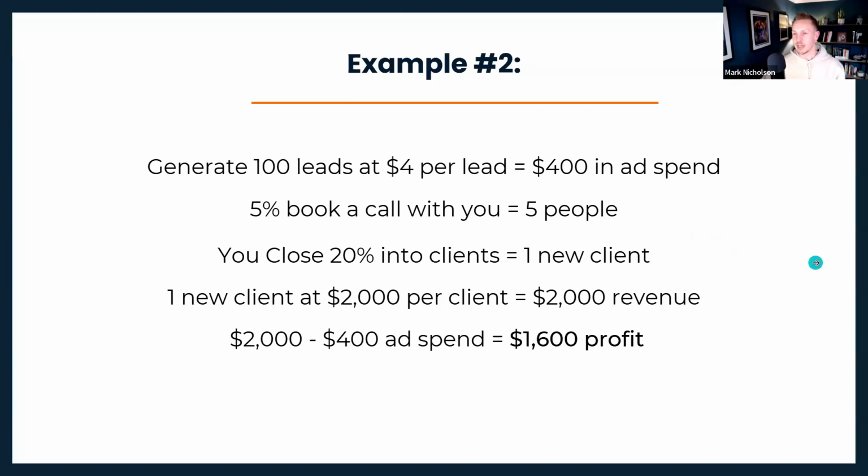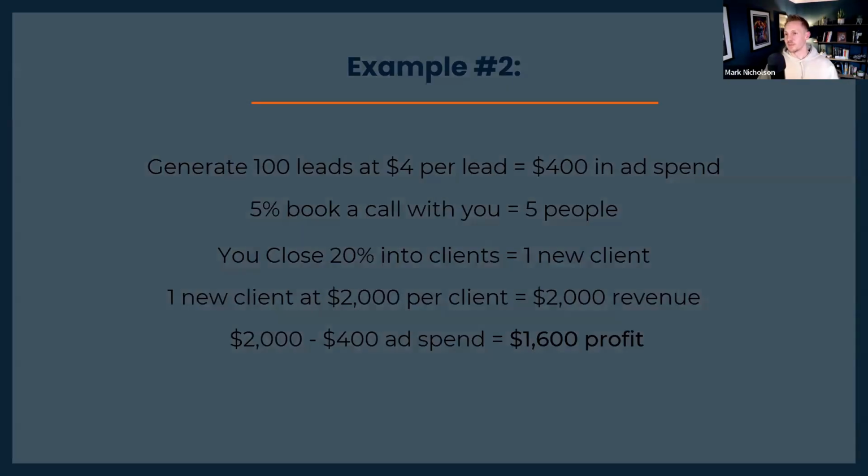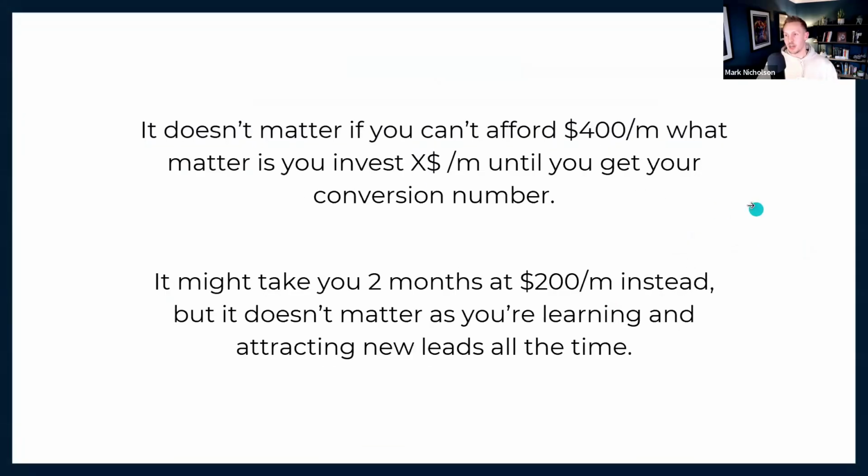I just want to be aware, because when I first got started doing this, I didn't have $2,000 to spend in a month. No way did I have that type of money. $400 would have been a stretch back then. But on this next slide here, it doesn't matter if you can't spend that $400 per month. What matters is you actually invest what you can to start generating leads. Let's just say $400 is the magic number to get one client, and that client is worth $2,000 to you. It might take you 2 months to spend $400 instead. So two months at $200 instead still means that you've generated 100 leads and you've still got one client.